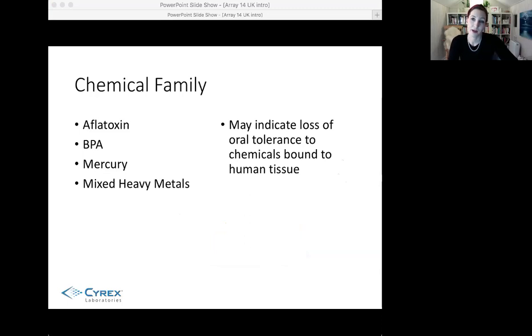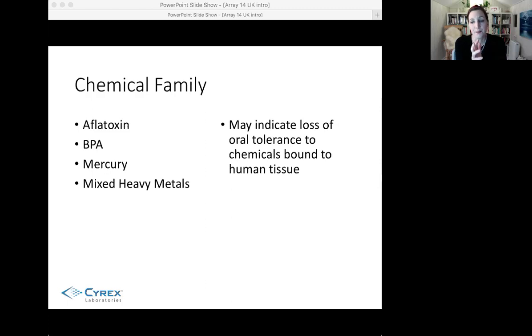So when you have antibodies coming back positive on one of the Cyrex panels, including Array14, it isn't actually an antibody to BPA. It isn't an antibody to mercury. It is an antibody to BPA bound to the protein of the person who has done the test. So it is bound to albumin, meaning that the BPA or the mercury or the mixed heavy metals are attached to the tissue of the person who has taken the test.